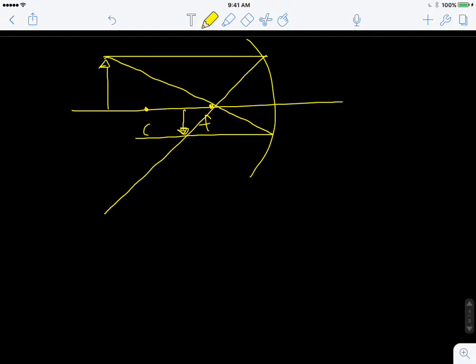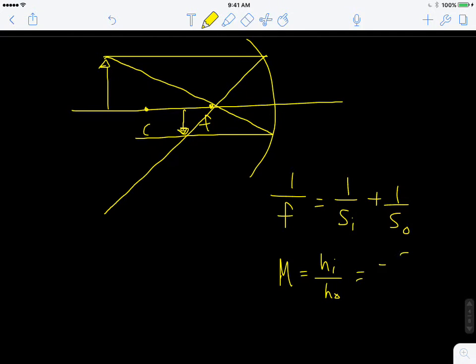Now, we have a relationship that 1 over f is equal to 1 over si plus 1 over so, where si and so are the distances to the image and the object respectively. There are a couple other things that we can take from this. The magnification is equal to hi over ho, the height of the image divided by the height of the object, which is equal to the negative of the distance to the image divided by the distance of the object.